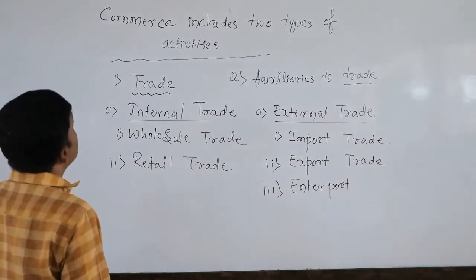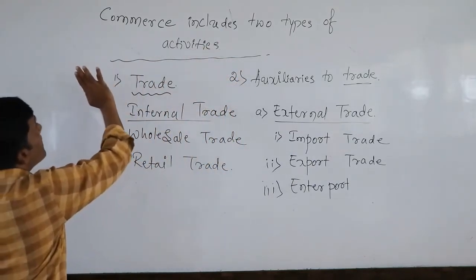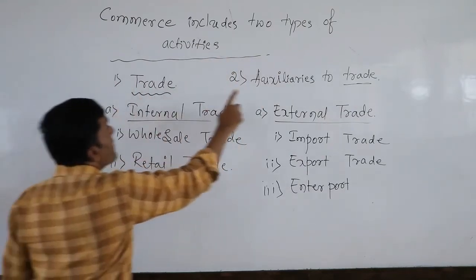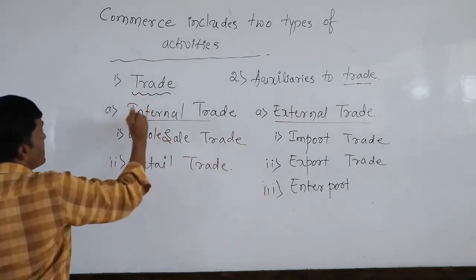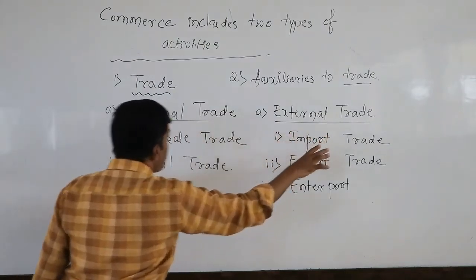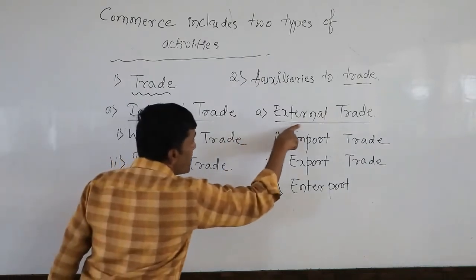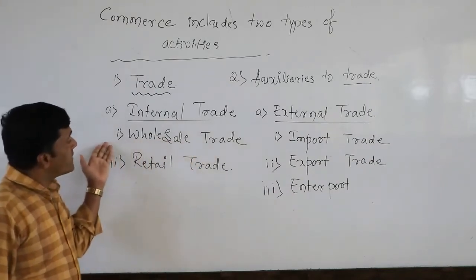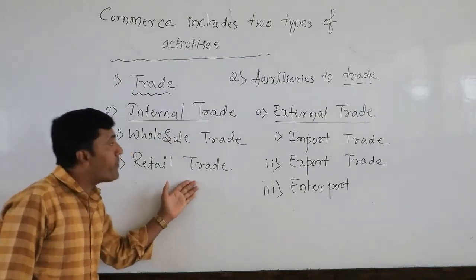So dear students, in today's class we discussed that commerce includes two types of activities: one is trade, another is auxiliaries to trade. In this class we have discussed trade, which includes internal as well as external. Internal trade in Kannada is Antarika Vyapara, and external is Videshi Vyapara. Internal trade includes wholesale trade and retail trade.